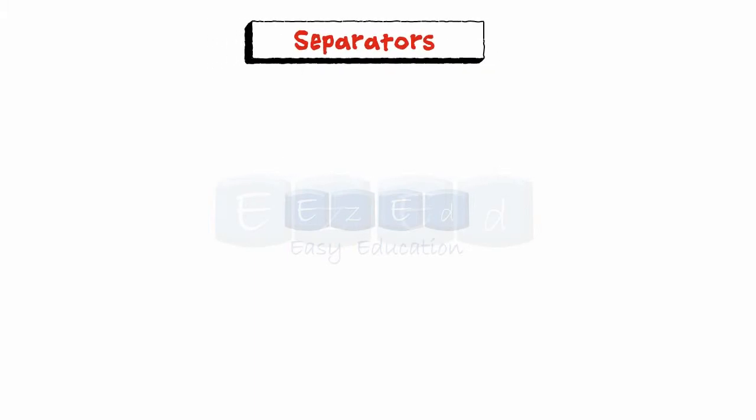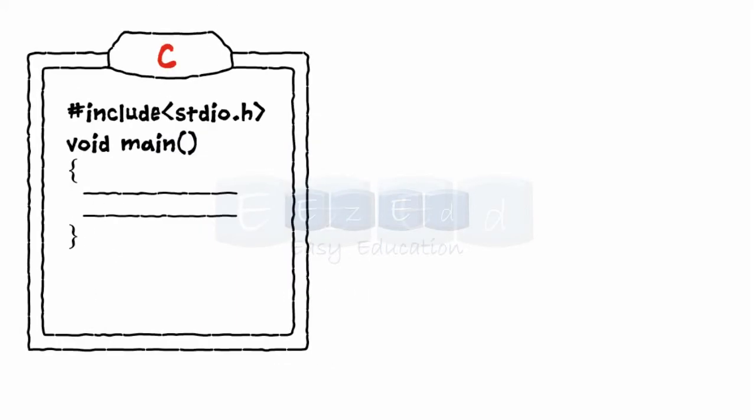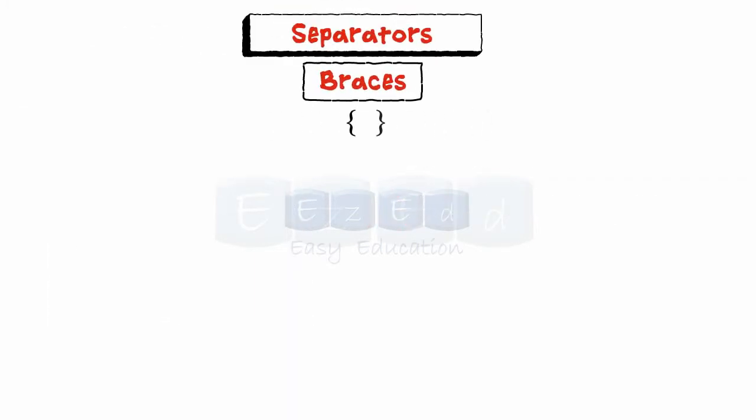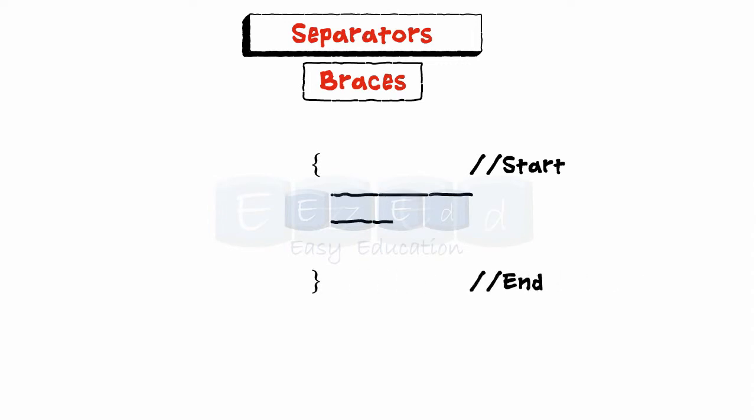The fourth type of C tokens are the separators. They are basically symbols in C which are used to provide separation between each token in a C program. The following special symbols are used in C having some special meaning and thus cannot be used for any other purpose. Braces: these opening and closing curly braces mark the start and the end of a block of code containing more than one executable statement.